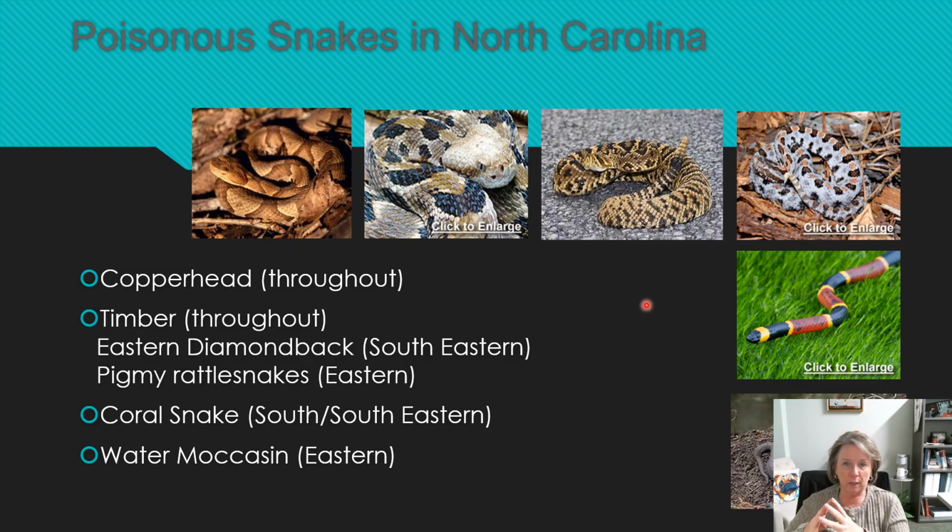The copperhead is throughout the entire state. Timber rattlesnakes are throughout. Eastern diamondback is in the southeast of the state. Pygmy rattlesnakes are in the eastern part of the state. Coral snakes are in the southeast; we see coral snakes in Florida a lot. And water moccasins are in the east, near the water and lakes. Water moccasins are aggressive.